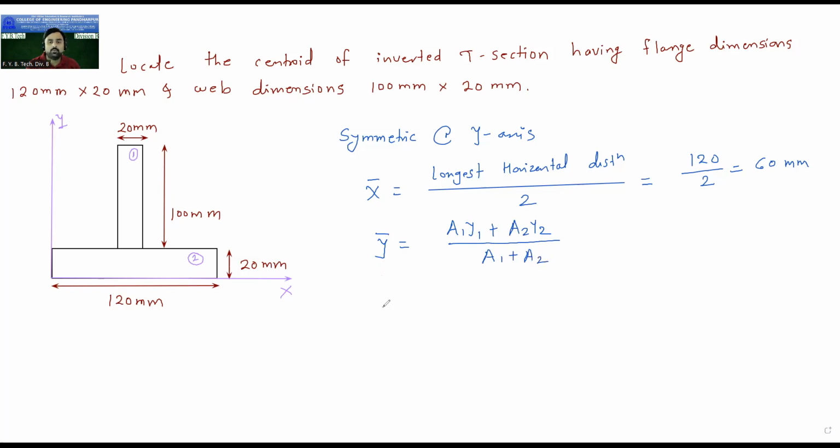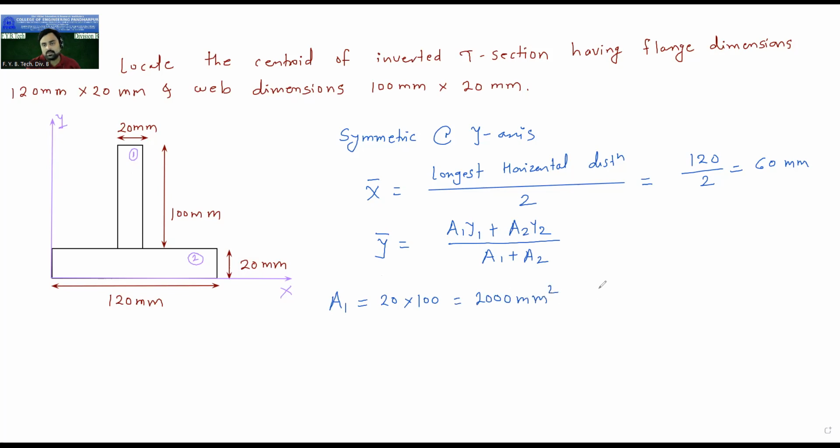Now we will calculate a1, a2, then y1, y2. So a1 is the first area. For the first area, this dimension is 100 and this is 20. So it will be 20 into 100. So how much is it? 2000.